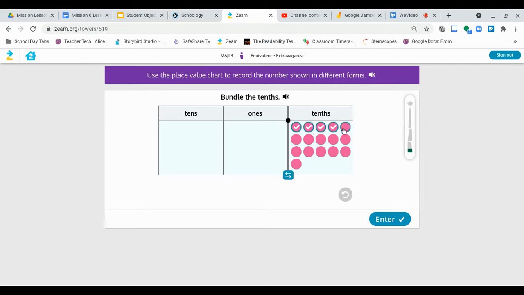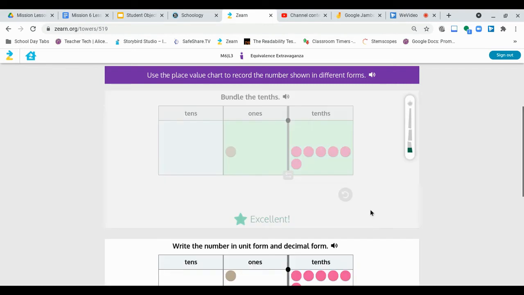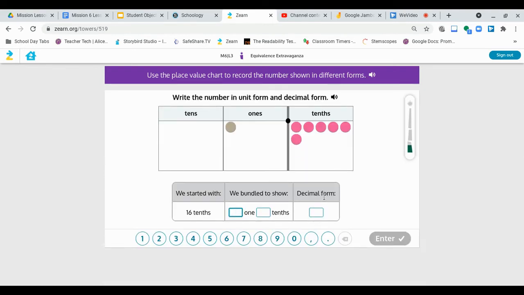So I have 1, 2, 3, 4, 5, 6, 7, 8, 9, 10. And I'm just going to bundle it. And those 10 tenths become 1 one. Do I have enough left over to bundle and make another whole one? 1, 2, 3, 4, 5, 6. I do not, unfortunately. Or fortunately, I guess it depends how you look at it.